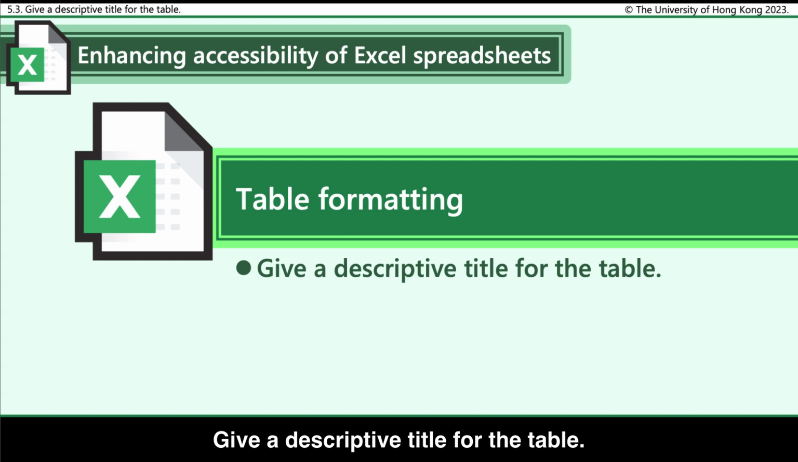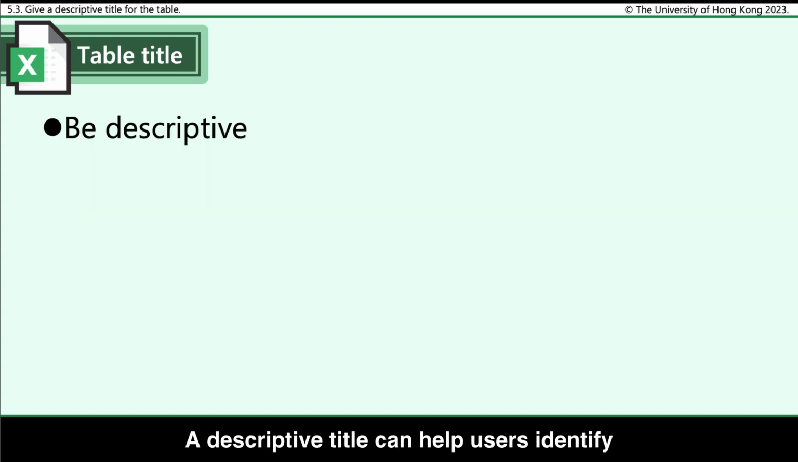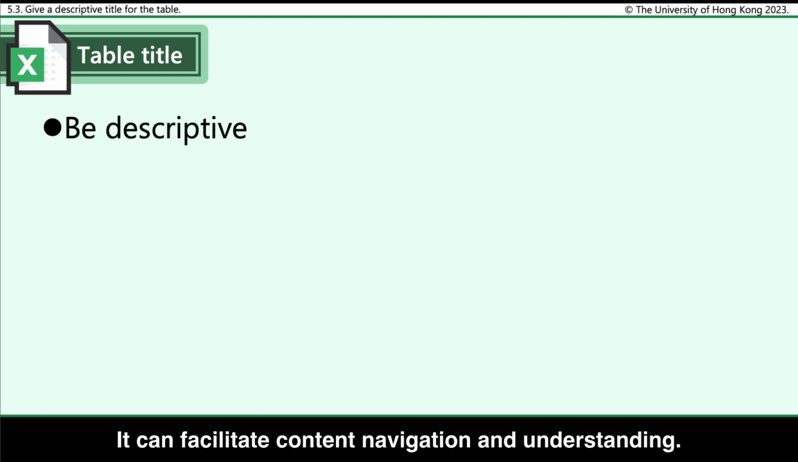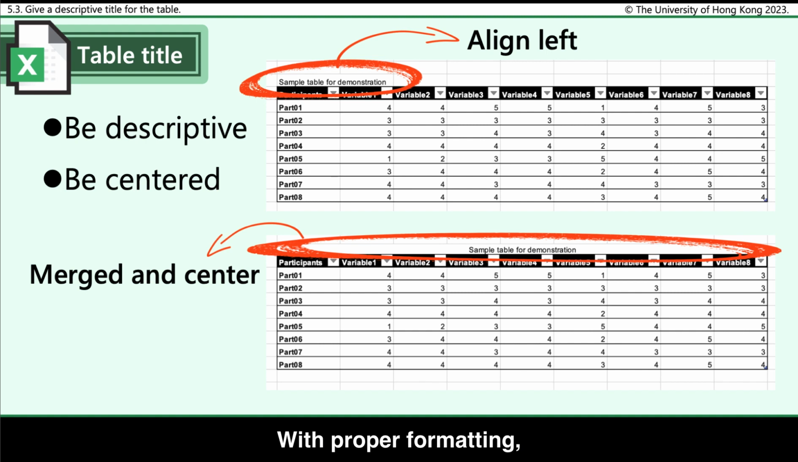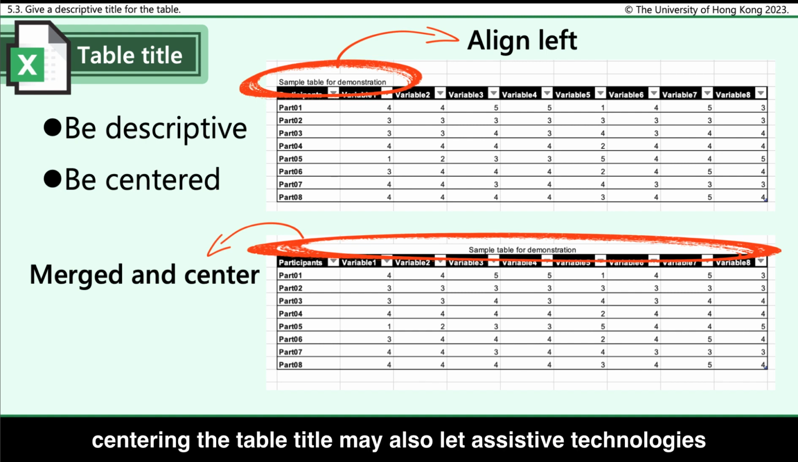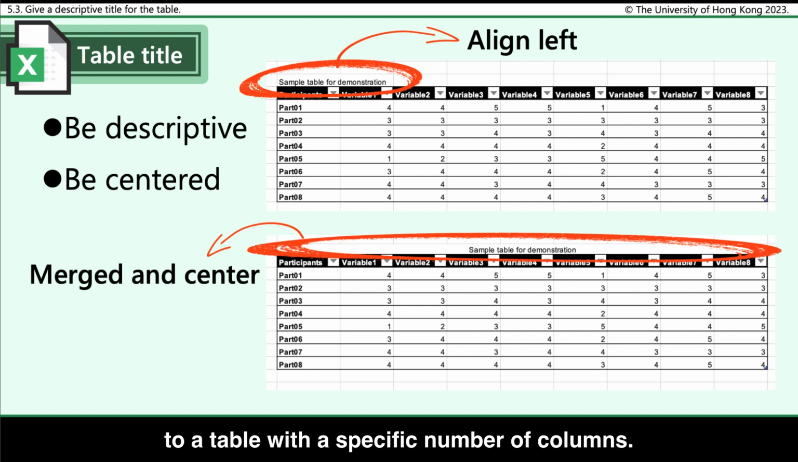Give a descriptive title for the table. A descriptive title can help users identify and get a quick idea of each table content. It can facilitate content navigation and understanding. We may center the table title corresponding to the table width. It may visually help users to identify each table. With proper formatting, centering the table title may also let assistive technologies know that this title corresponds to a table with a specific number of columns.